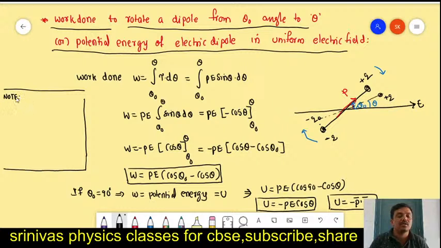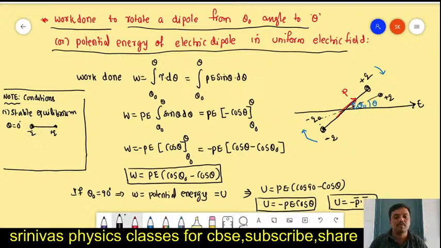So when the dipole is in stable equilibrium, the condition for stable equilibrium is that theta should be 0. Then the dipole, from minus q to plus q, has the dipole moment to the right side, and the electric field is also to the right side. Both are parallel, meaning theta is 0. Theta 0 means stable equilibrium.